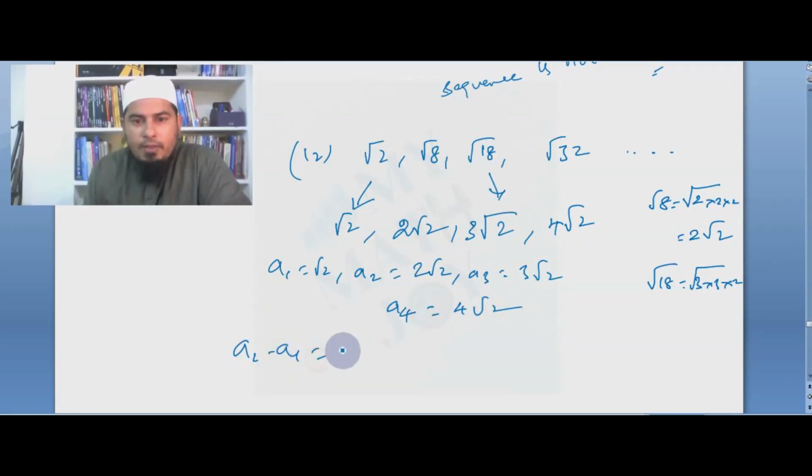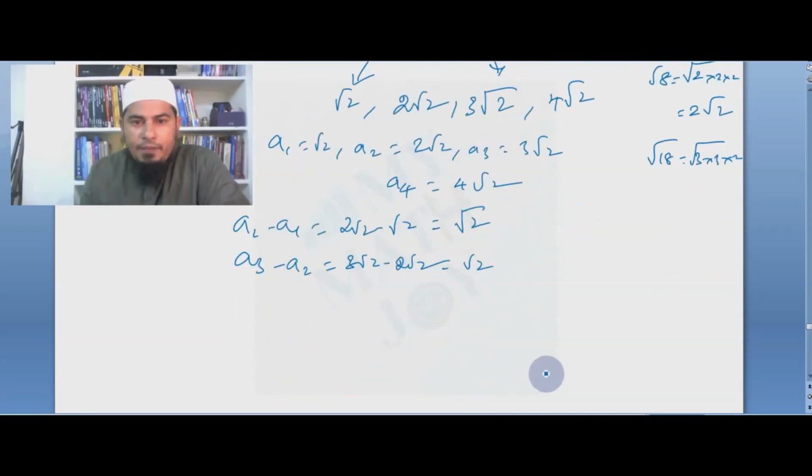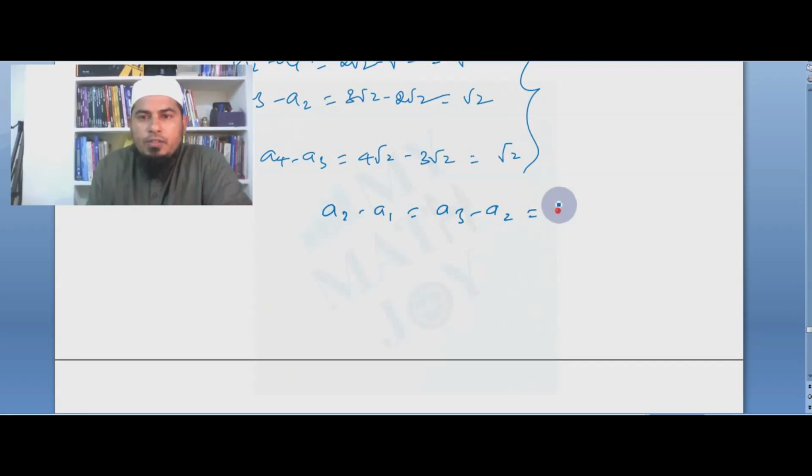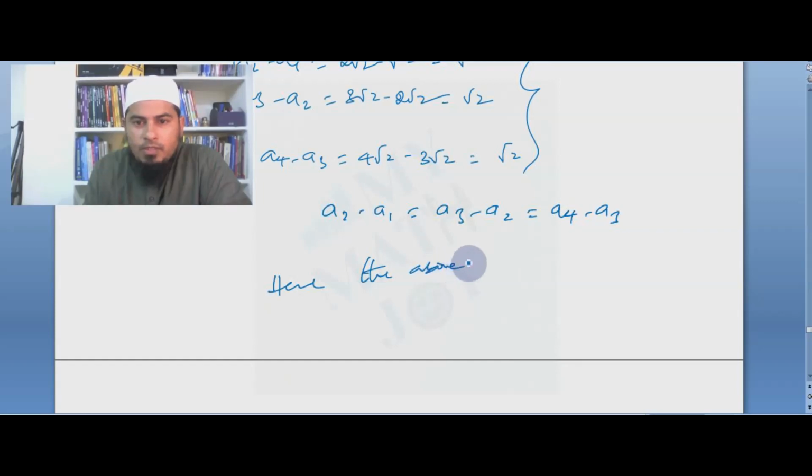A2 minus A1 will be 2 root 2 minus root 2, and because like terms can be subtracted and added, I get root 2. A3 minus A2 will be 3 root 2 minus 2 root 2. Again, I get root 2. Similarly, A4 minus A3 is 4 root 2 minus 3 root 2. Exactly, I get root 2 again. So everywhere the common difference is the same. I'll write here A2 minus A1 is equal to A3 minus A2 is equal to A4 minus A3. Hence the above sequence, the series, is in arithmetic progression.